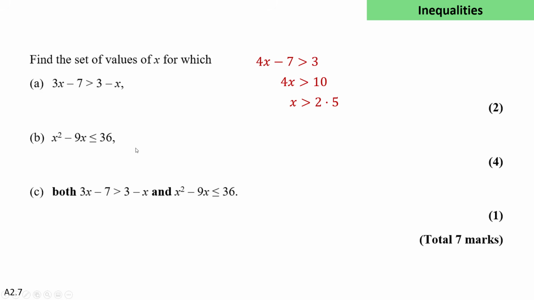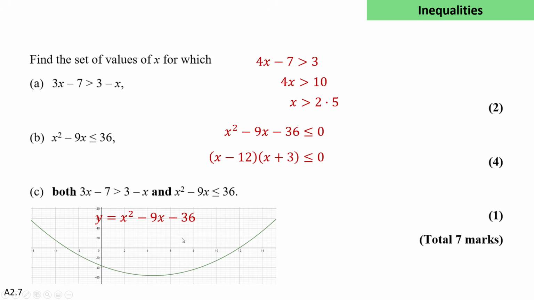Part B is a quadratic inequality. Here we need to move all the terms onto one side. So we get x squared minus 9x minus 36 is less than or equal to 0. We can factorise it. x minus 12 times x plus 3 is less than or equal to 0. I'd normally sketch a graph of the left-hand side, x squared minus 9x minus 36. We can see this graph here. We have the two roots at minus 3 and 12. And we can see that it's less than 0 between the values of minus 3 and 12.